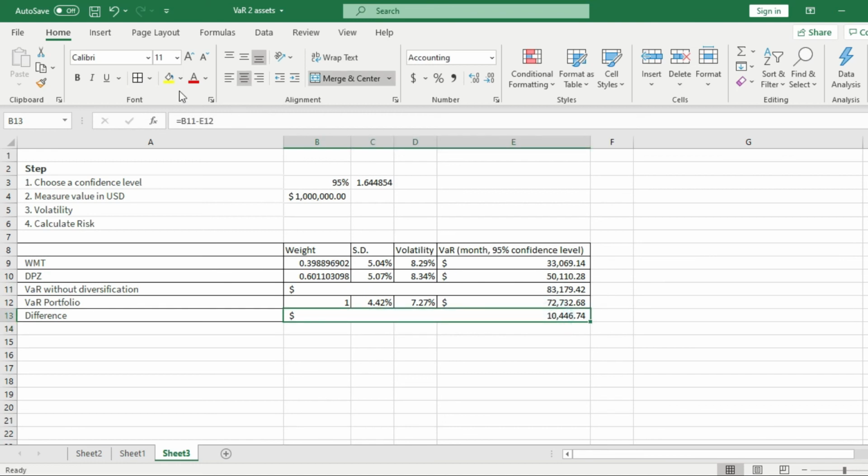In this lecture, we are finishing, and in the next one, we will illustrate the value at risk for a 10 assets portfolio.